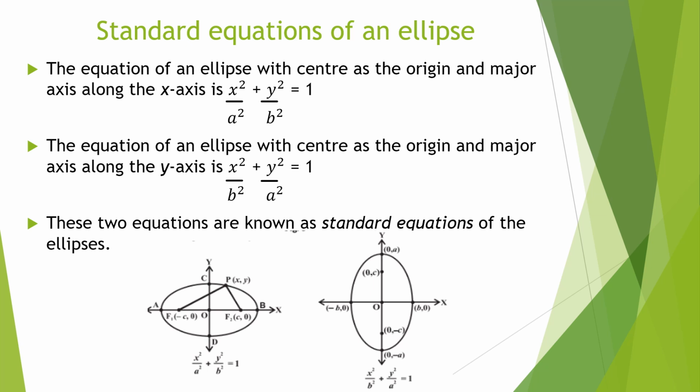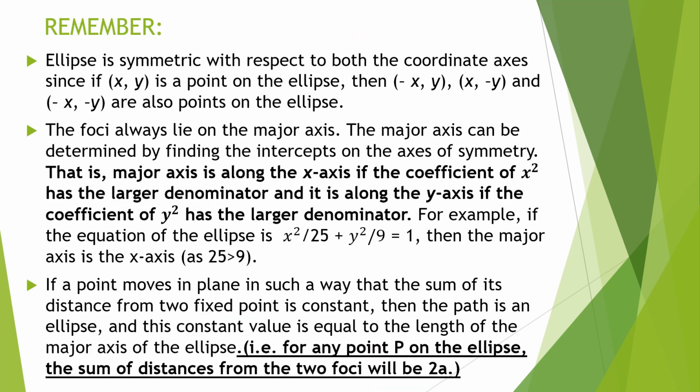The standard equations of an ellipse. The equation of an ellipse with center at the origin. We assume over here that the center is the origin and the major axis along the x-axis is given by x square upon a square plus y square upon b square is equal to 1. You can see the diagram. Similarly, the equation of an ellipse with center as origin and major axis as the y-axis is given by x square upon b square plus y square upon a square is equal to 1. So these are the standard equations of the ellipses.